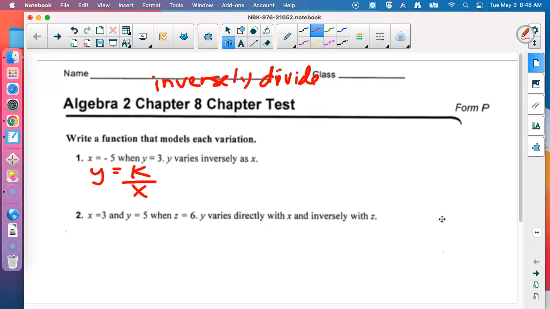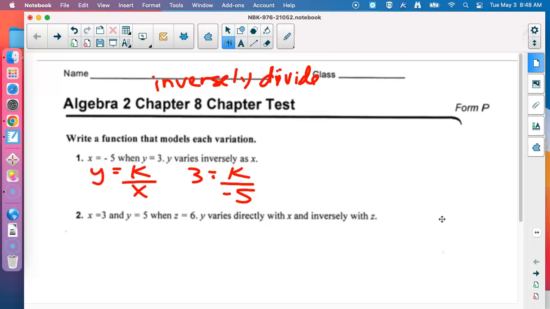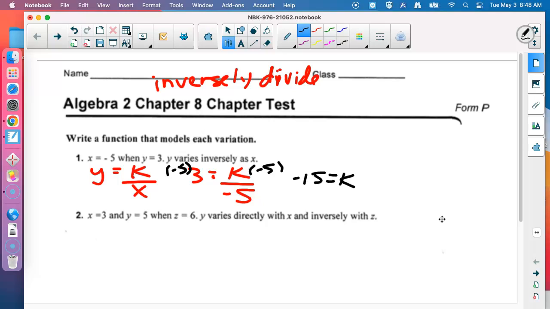Now, do you remember what we do next? Yeah, we plug in the x and the y so we can figure out what k is. And you could slap a 1 under the 3 and cross multiply if you want to, or you could just multiply both sides by -5, however it works for you fastest and most accurate. K equals -15. Now, unfortunately, some people stop there.